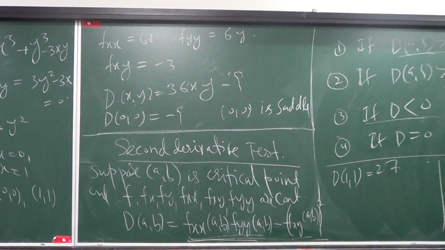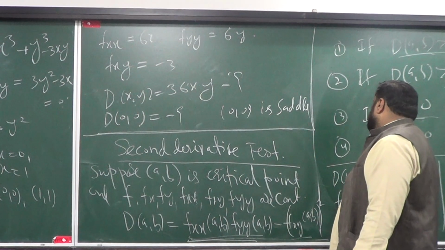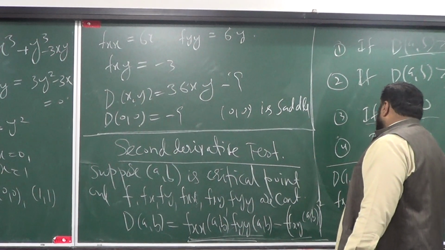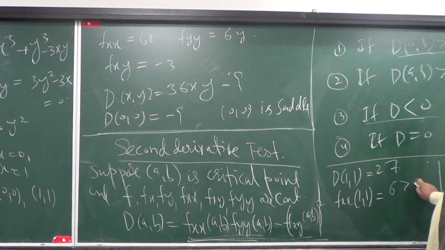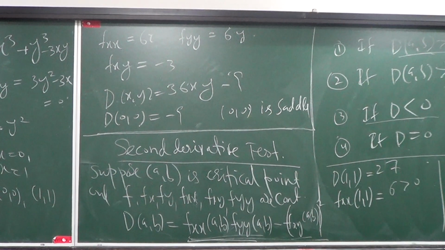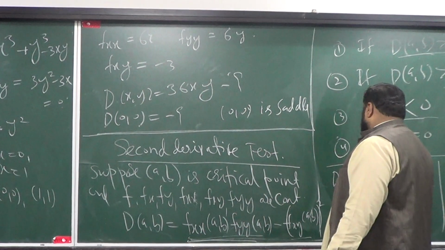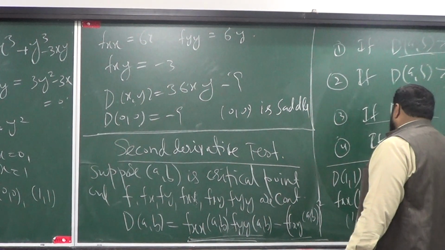So what is the next thing? So you need to compute fxx, for example, at 1, 1. ये 6 होगा। This is positive, so what are you going to say? And this 1, 1 is a minimum. At point 1, 1, it's a minimum.